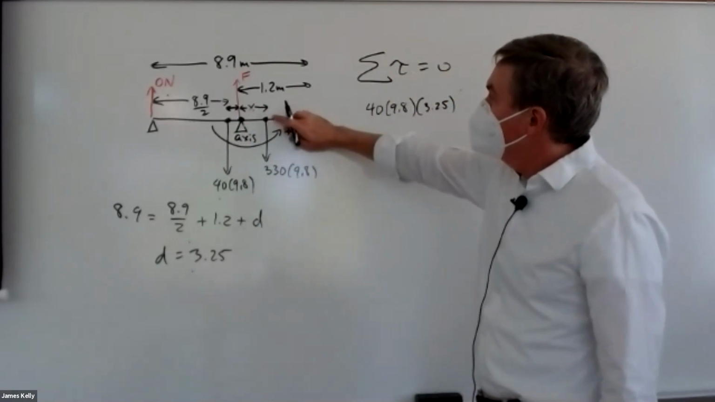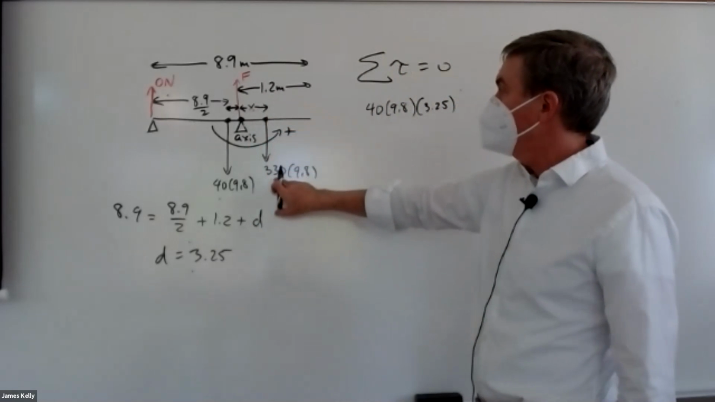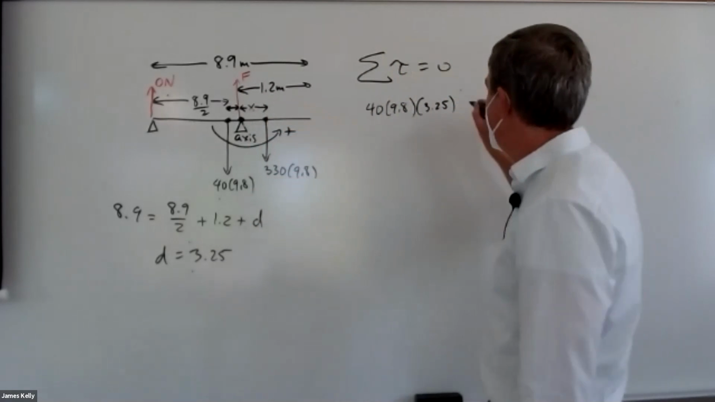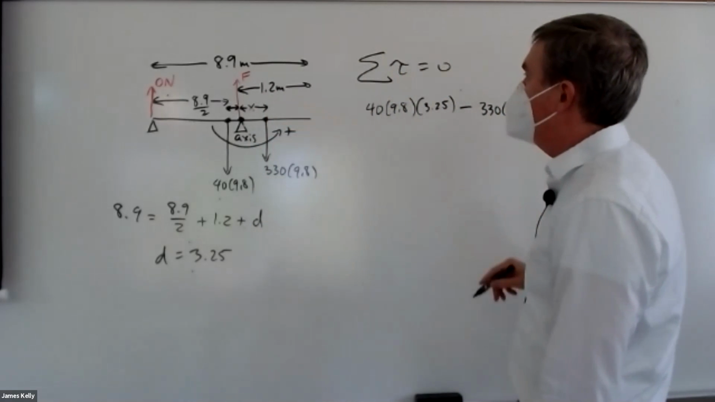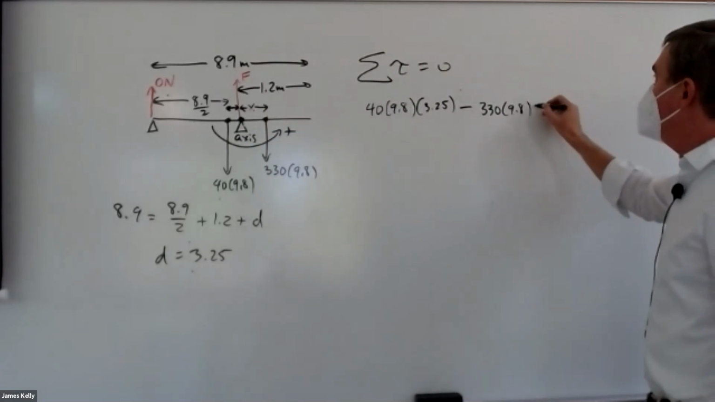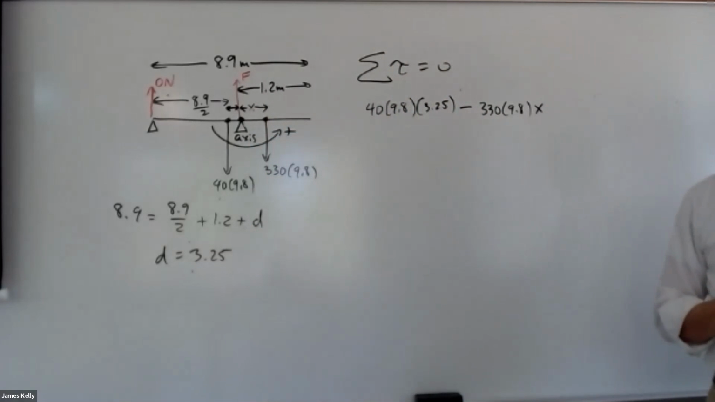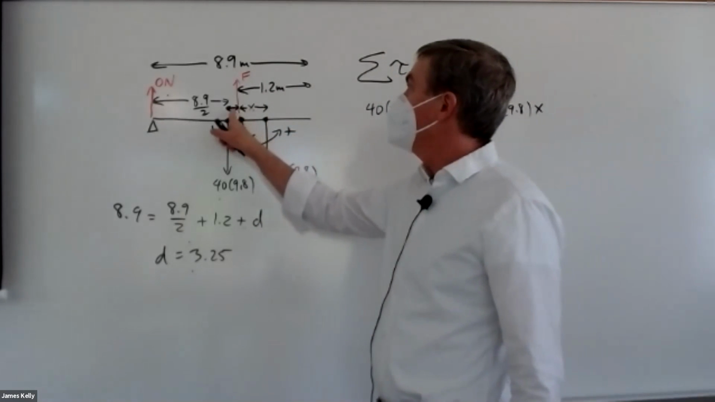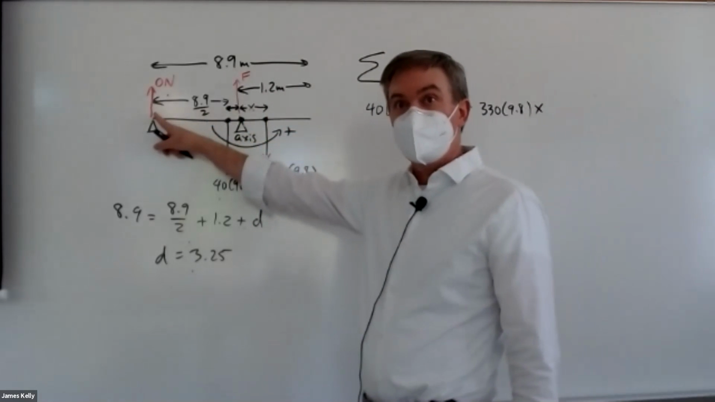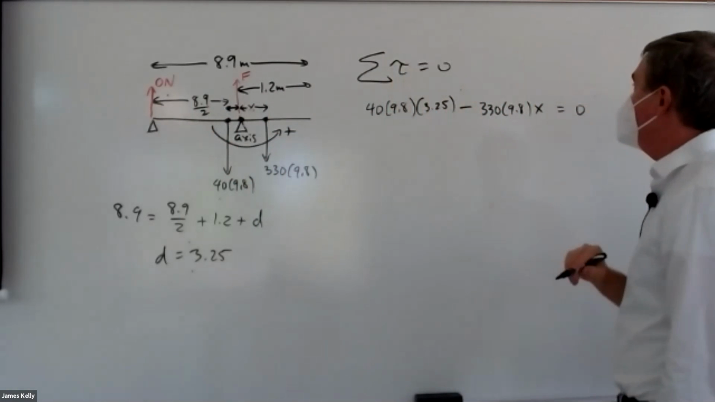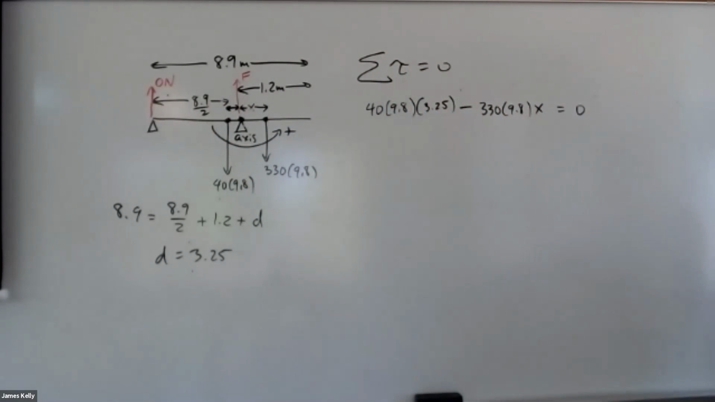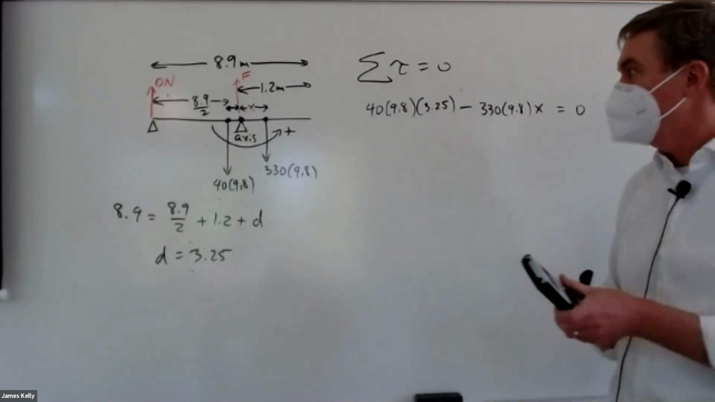How about this force, positive or negative torque? Negative. 330 times 9.8 times the unknown distance X. That's going to be our variable, right? And this one's zero torque because the force is zero, right? This one has zero momentum. So that's nice. The sum of those two has to equal zero, and I can solve for that x.